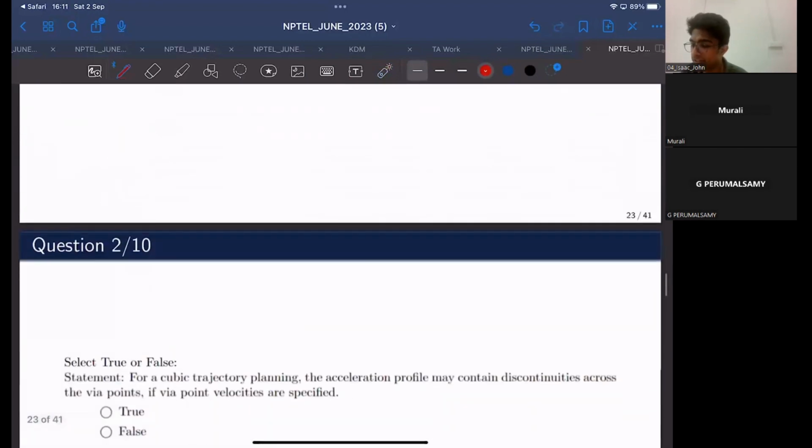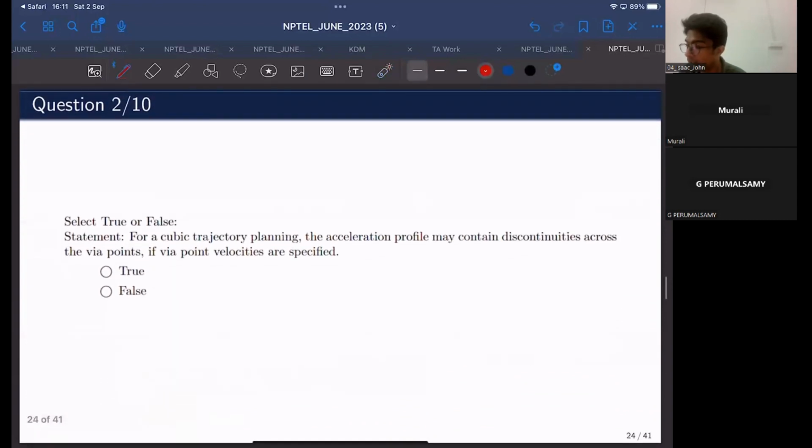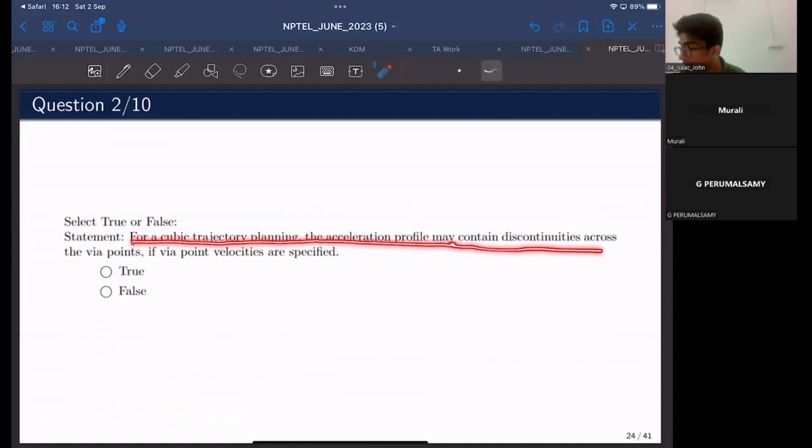Moving on to question 2. It says, for a cubic trajectory planning, the acceleration profile may contain discontinuities across the via points if via point velocities are specified. So if you guys are still there, what are the answers? Would it be true or false?